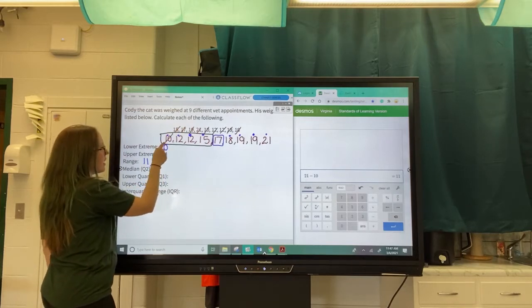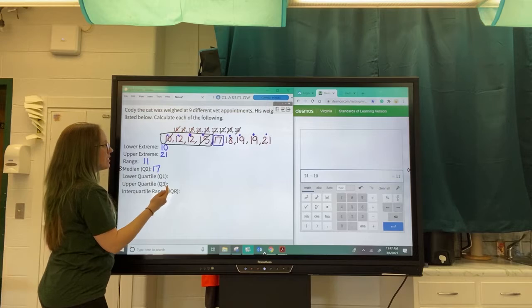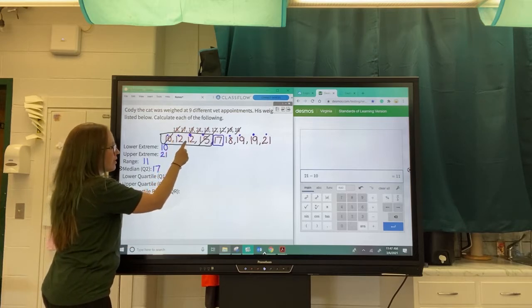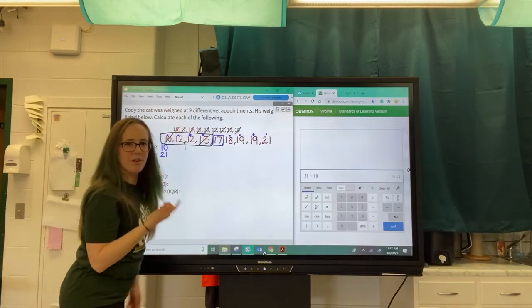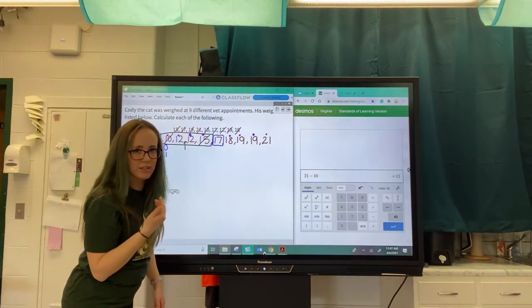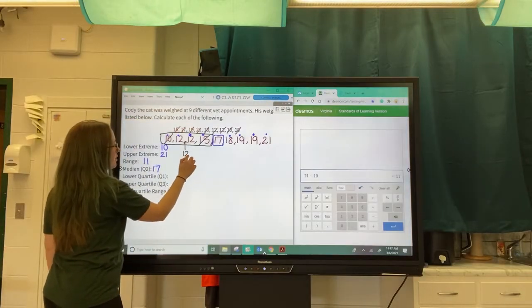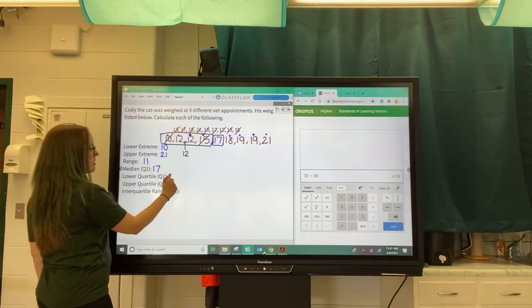So I cross off 10, cross off 15. I'm left with 2 numbers in the middle, 12 and 12. So I know I have to find the mean of those, but if I find the mean of 12 and 12, what do I get? I just get 12. Okay, so my lower quartile is 12.